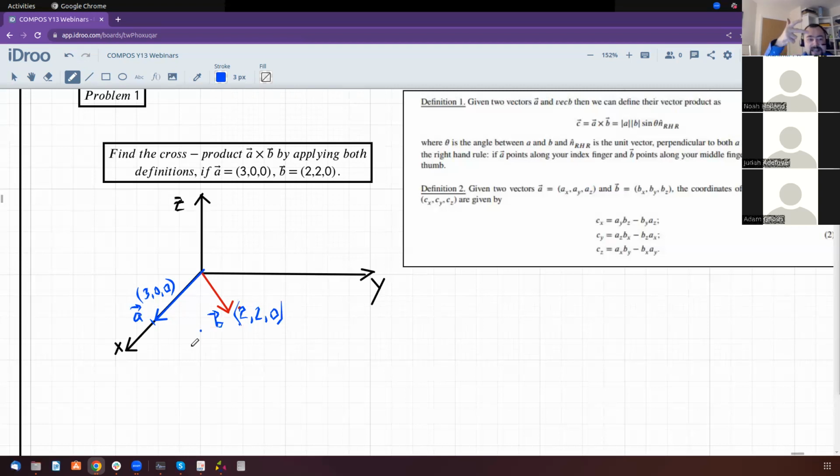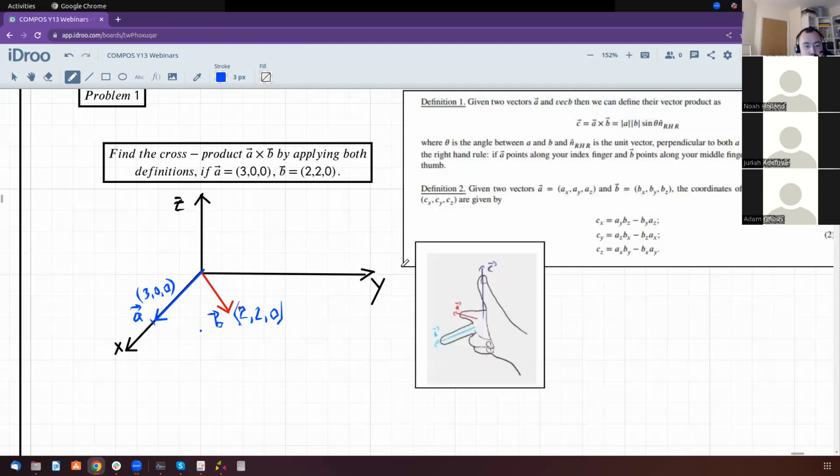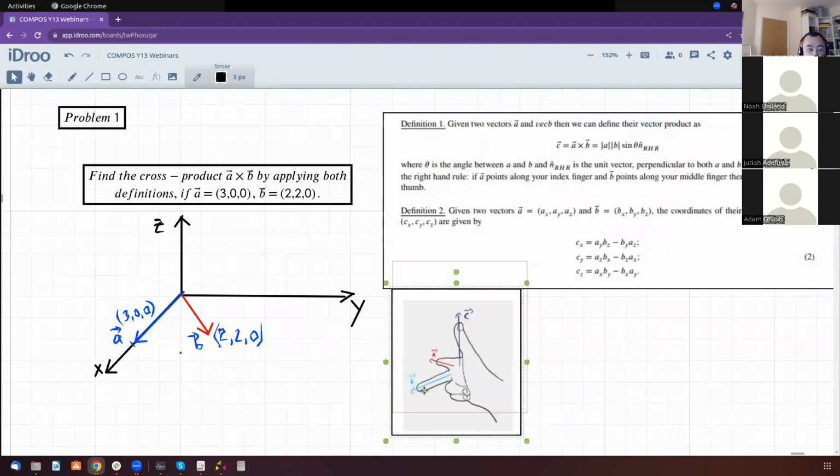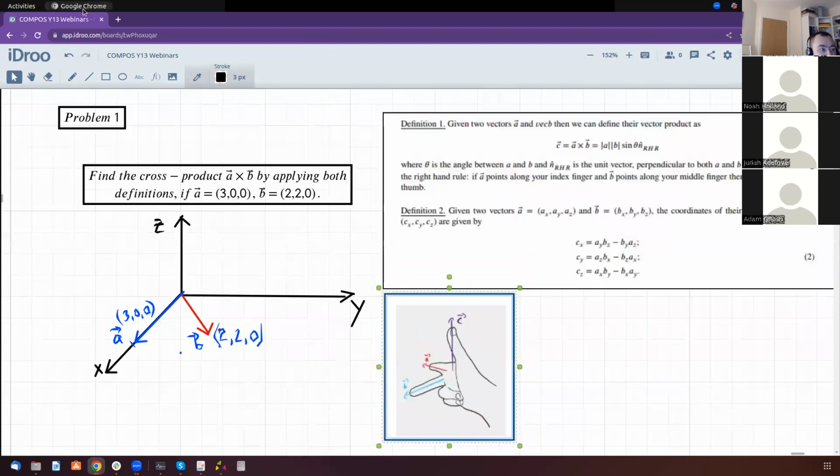Now, using your right hand, your index finger points along A. Your middle finger points along B. And which way does your thumb point? Somebody tell me. Give it a go. The positive Z or negative Z. So up or down. It's always going to be perpendicular. It's positive Z. So yes, the vector N goes in the positive Z direction.